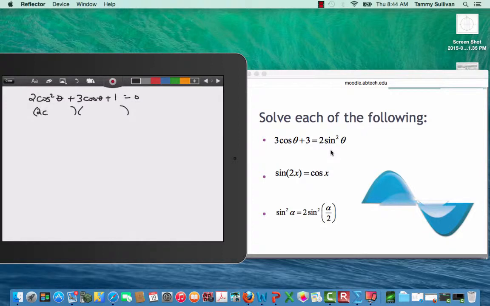So I'm going to do 2 cosine theta and cosine theta. That should take care of the first term in unfoiling this. The last term is 1. So when I've got 1, I'm going to do a 1 and a 1. And then I'm going to put plus signs. And then I'm going to check my inside and my outside. And when I look at those, I factored it. So now I can use the zero product property.